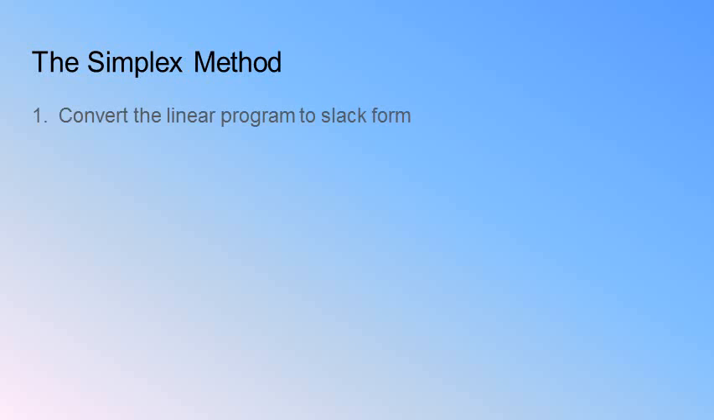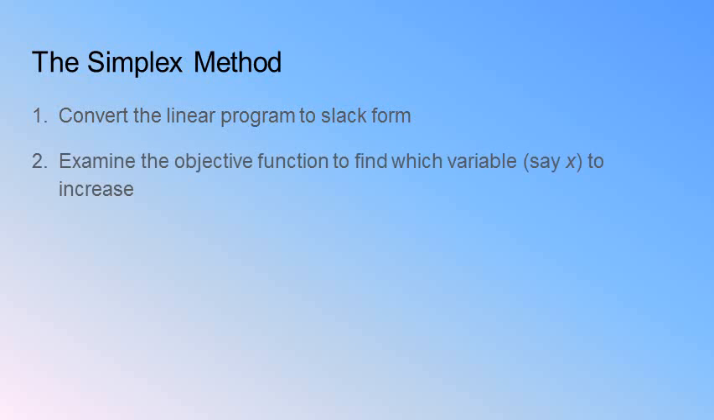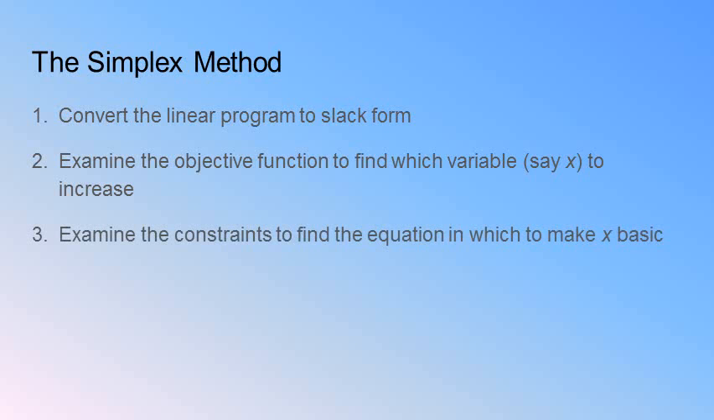1. Convert the linear program to slack form. Remember, we do this by subtracting the left side of the inequalities from the right and setting the result equal to a new slack variable. 2. Examine the objective function to find which variable to increase by looking for the variable with a positive coefficient. 3. Examine the constraints to find the equation in which to make this variable basic. We did this by looking at the maximum value this can take in each constraint.